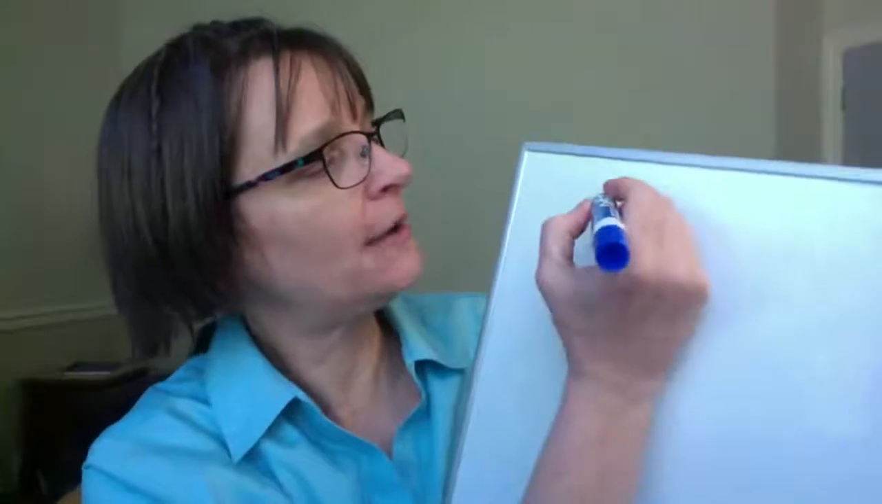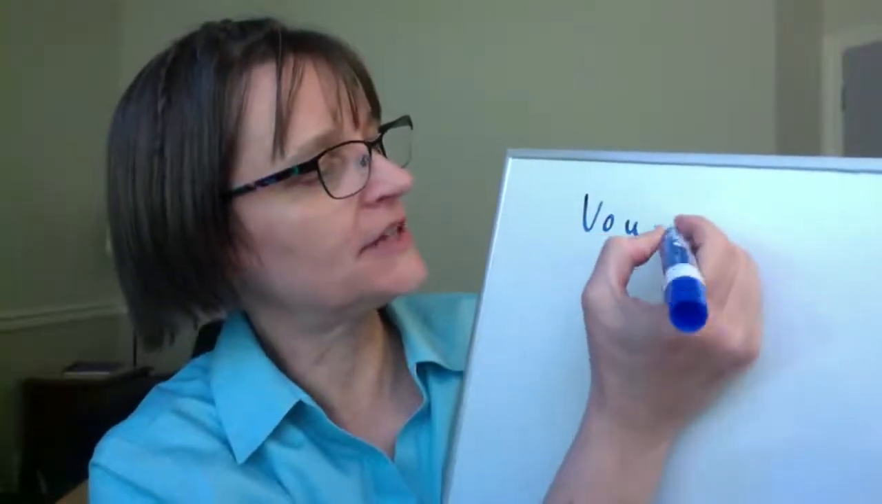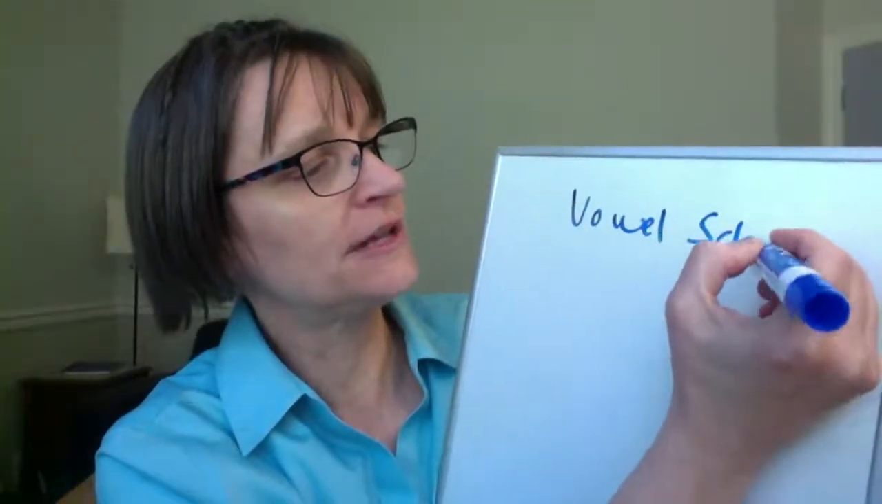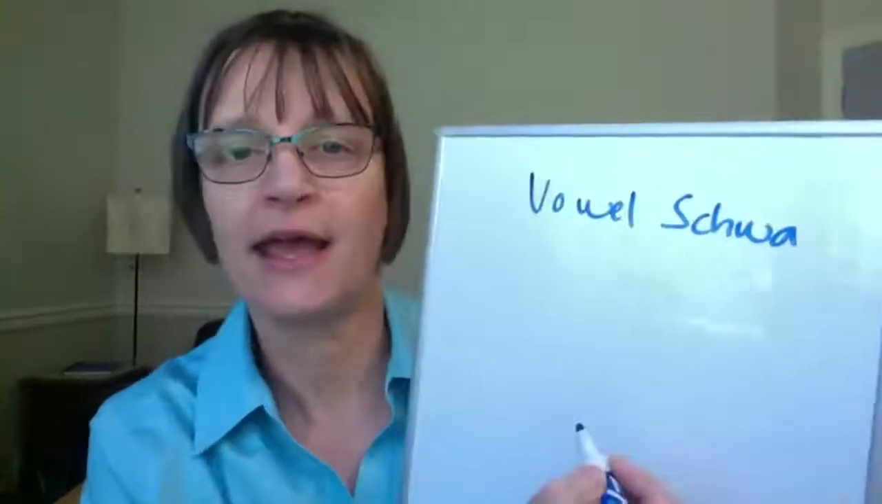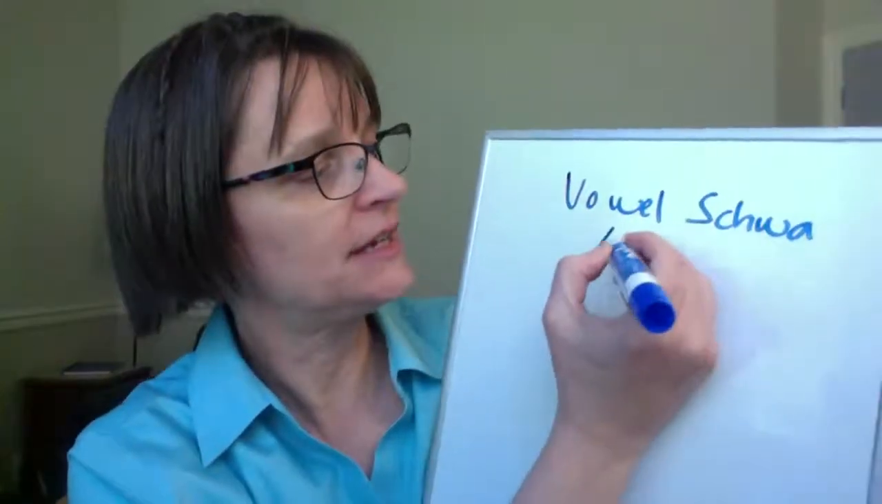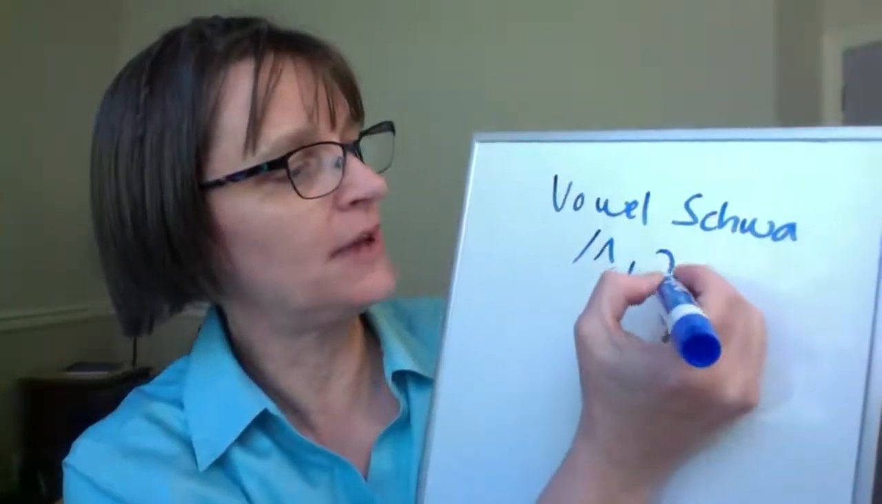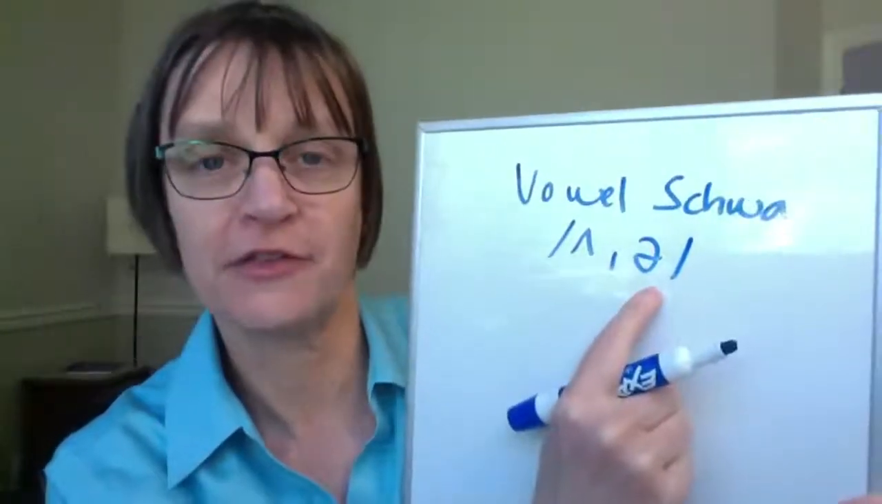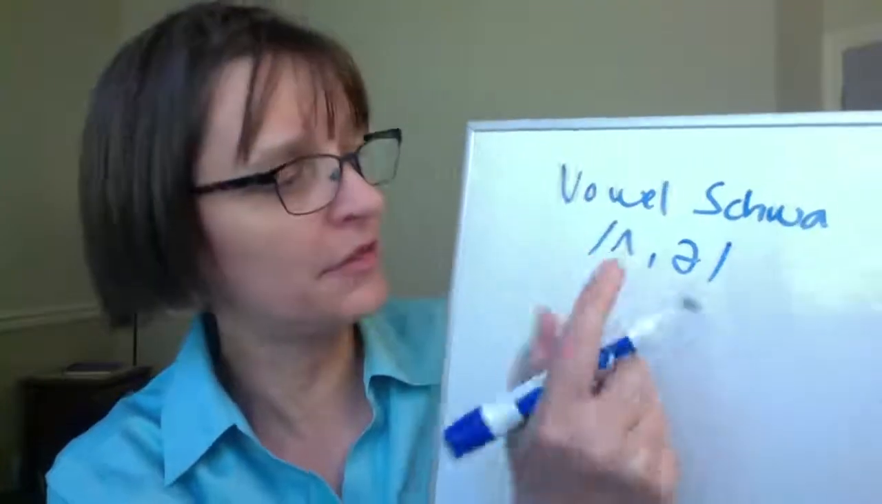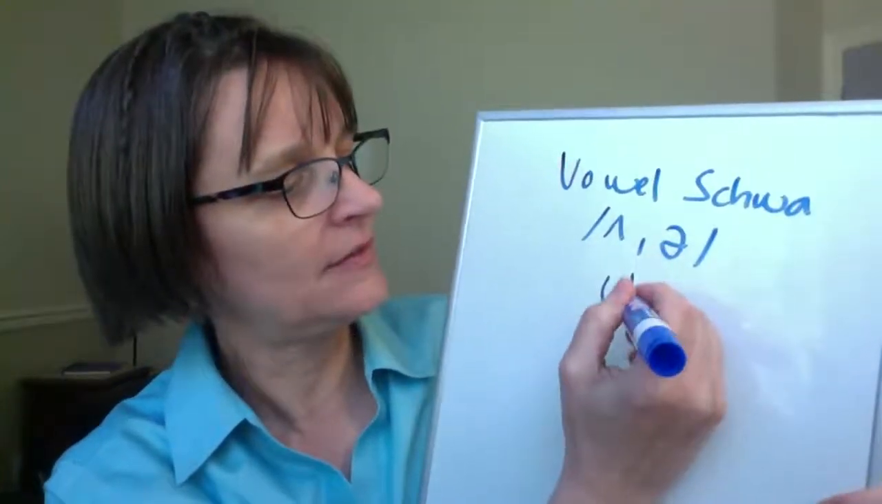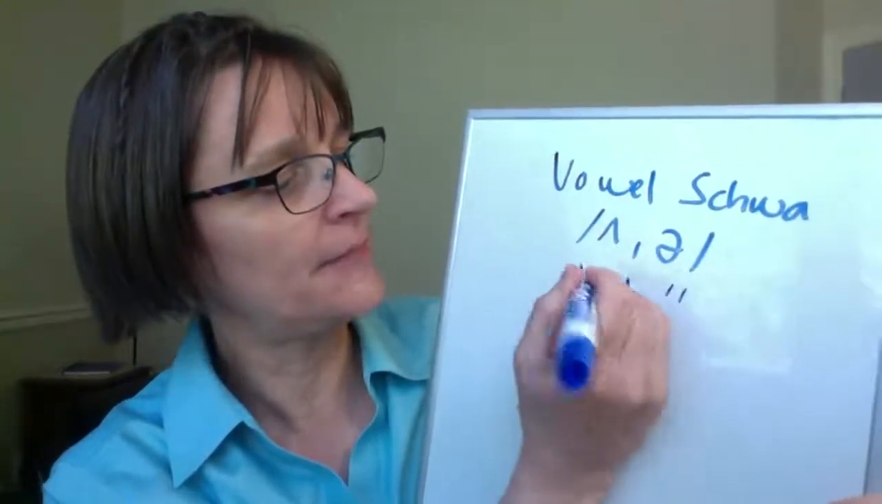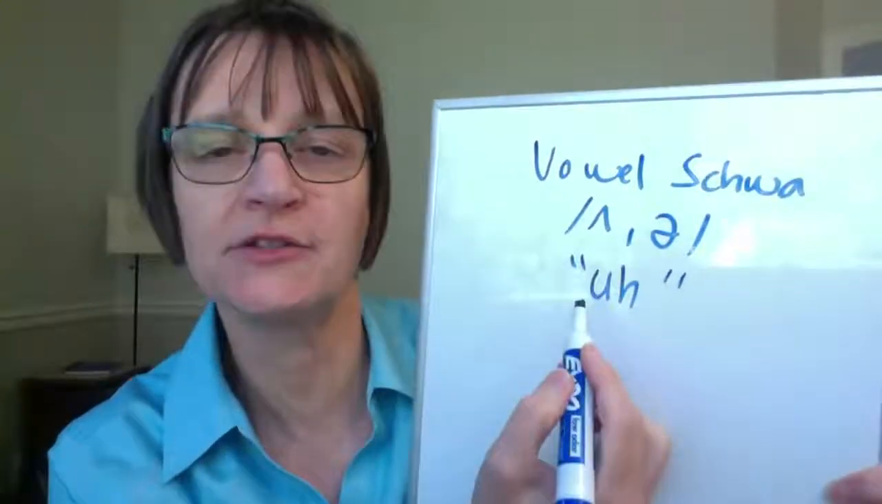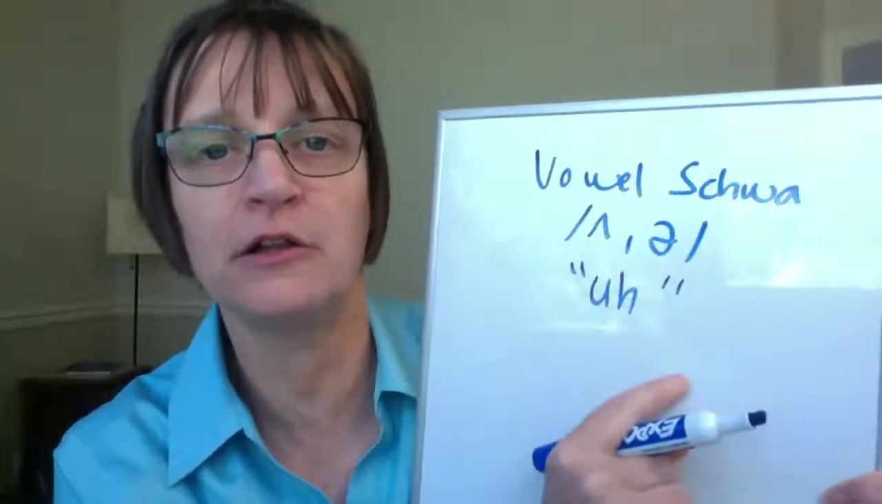So vowel schwa is, as I said, the most frequently used sound in English. And in the dictionary, you'll see 2 symbols for it. So you may see something that looks like this or something that looks like this. They're both the same sound. They sound like "uh". It's just that sometimes we hold this longer.